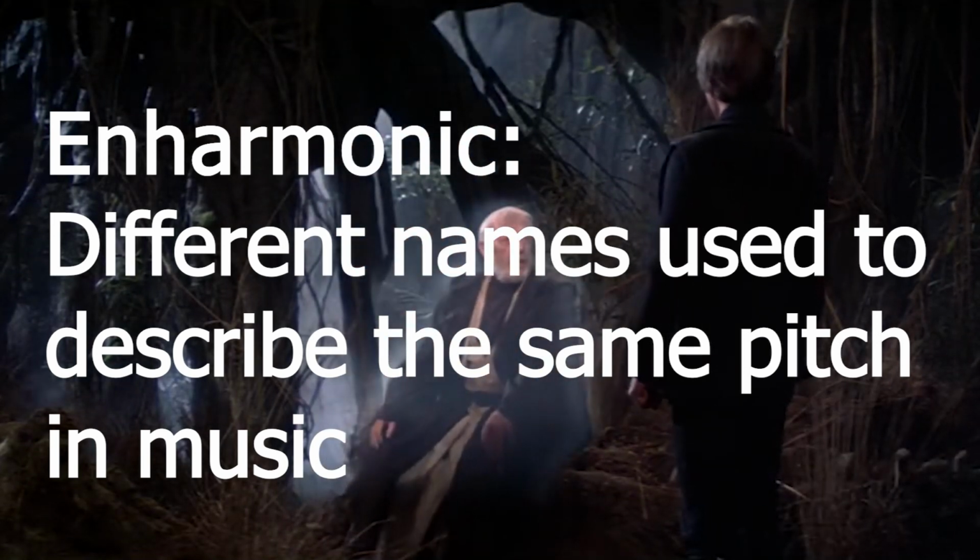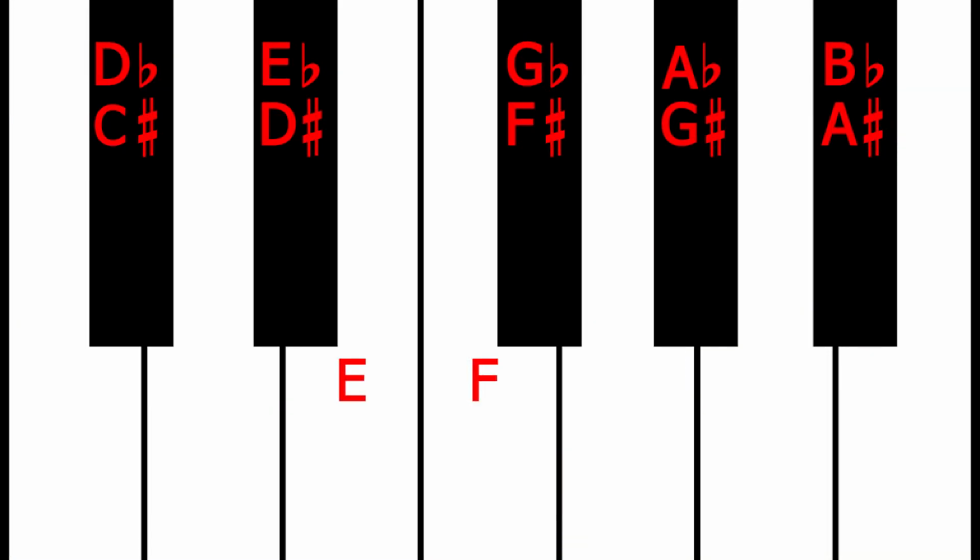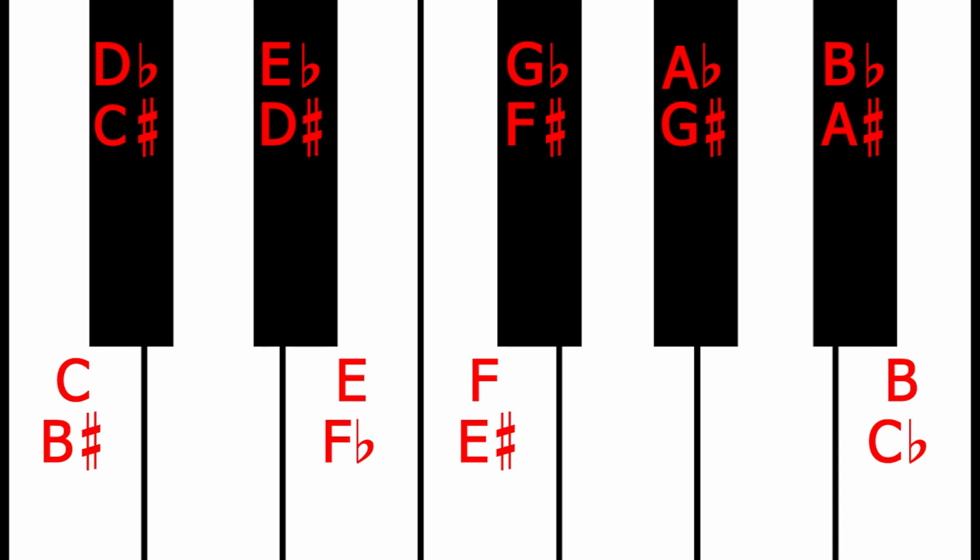And this is where things start to get a little more confusing. See, that note that we've been calling F up until now, well, it's a half step above E. So it could also be referred to as E sharp, and the note E could also be referred to as F flat. The same can happen between the notes B and C, where B can also be called C flat since it's a half step below C, and C could also be called B sharp since it's a half step above B.